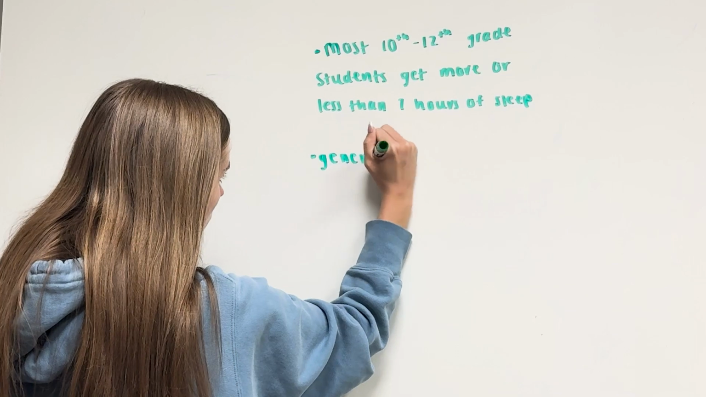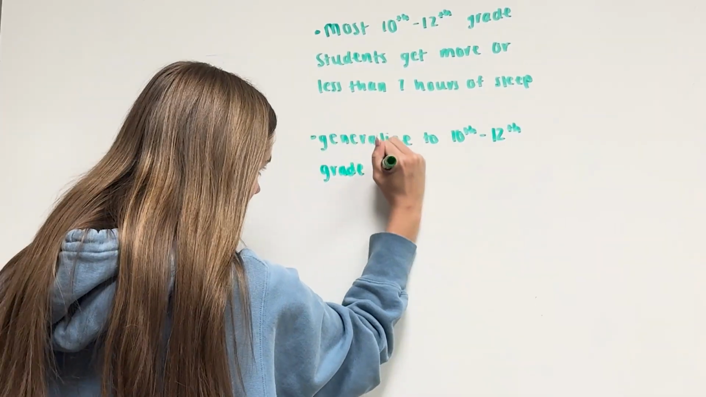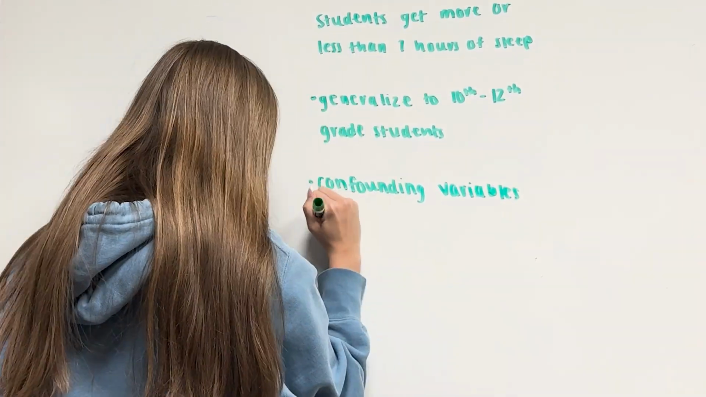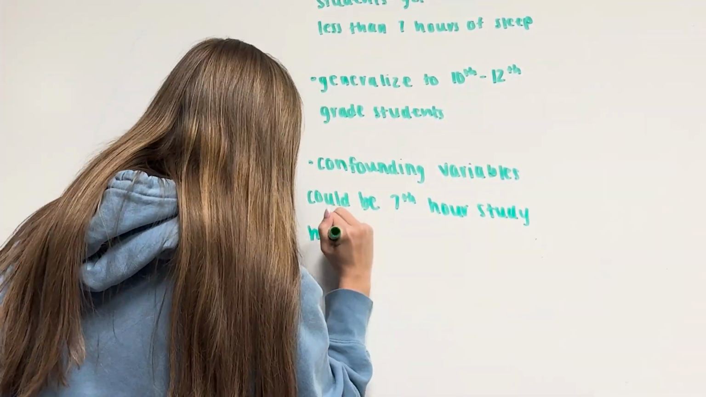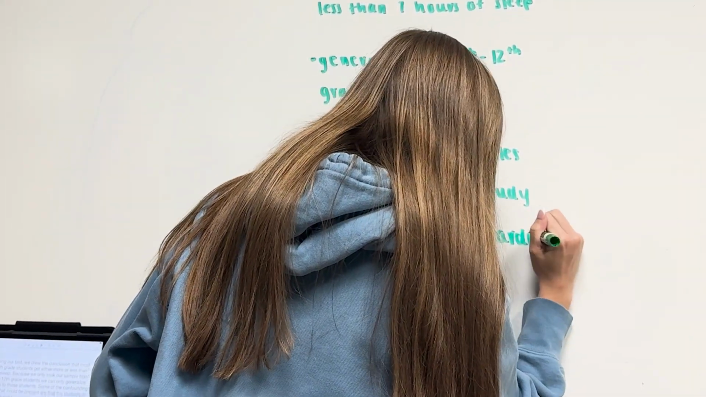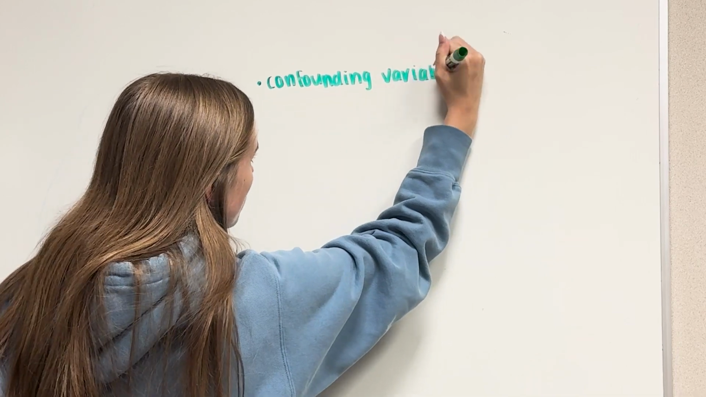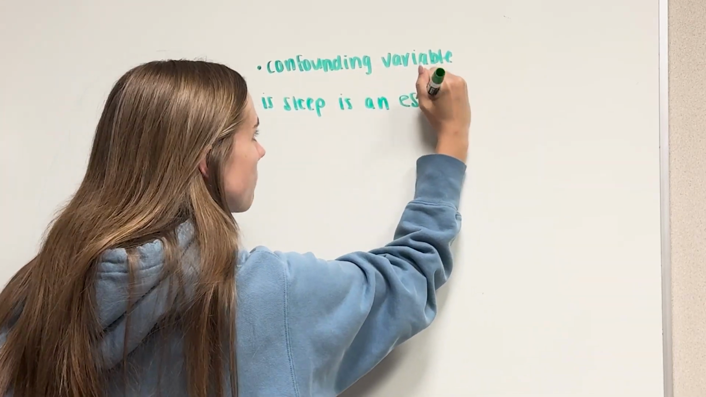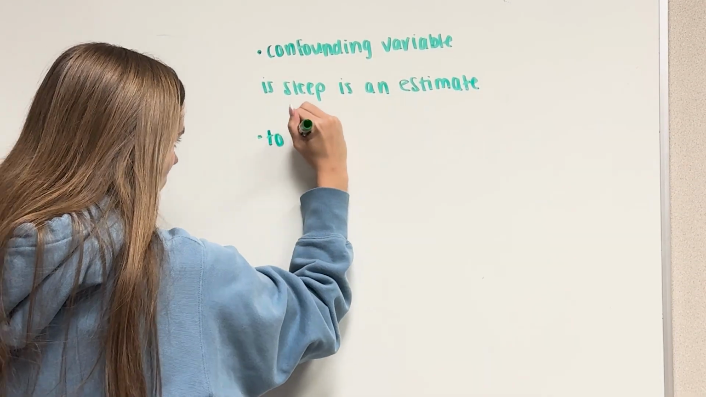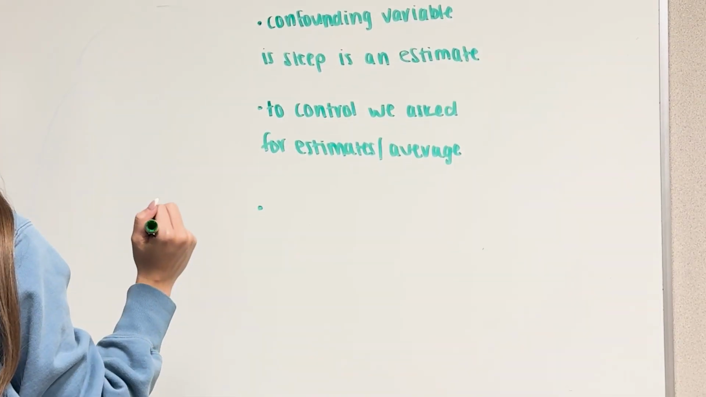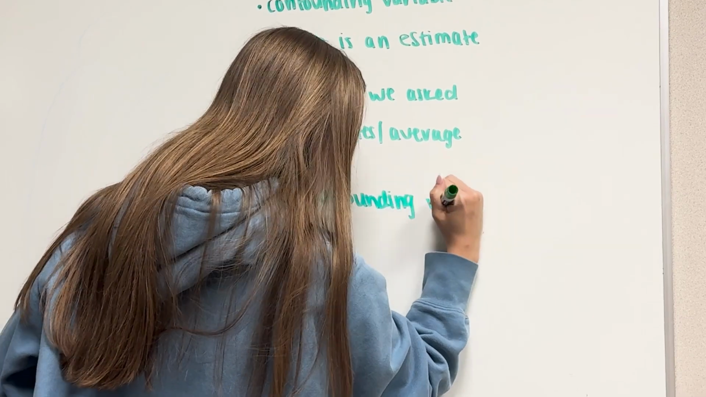Because we only took our sample from 10th through 12th grade students, we can only generalize our results to those students. Some of the confounding variables that could be present are that the students in 7th hour study hall are still here because of tardies, detentions, or bad grades, and this could impact how much sleep they get. Another confounding variable is that the number of hours of sleep are estimates and not actual values. This could have impacted the number of hours reported by students and our math. To control this, we asked for averages rather than exact numbers to estimate hours of sleep by students.